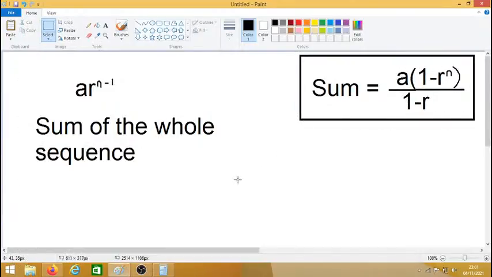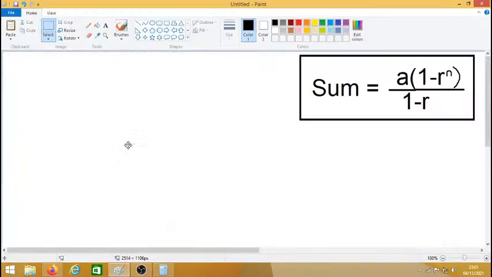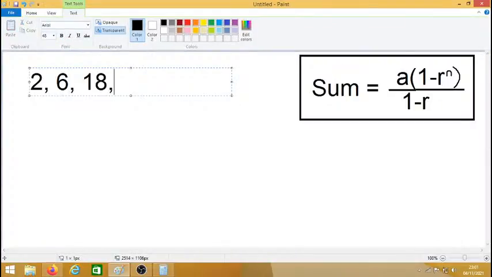So let's take a look at this example, example 13. Let me just remind myself what the numbers are. So you've got 2, 6, 18, 54. That's the numbers in the sequence, and the sequence carries on for 10 terms, and we want to work out, well, if we added up all those numbers, what would it be?